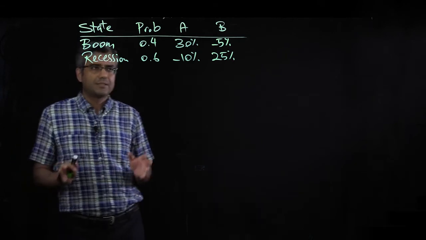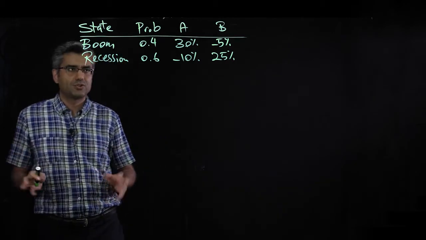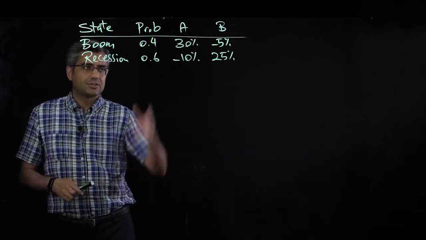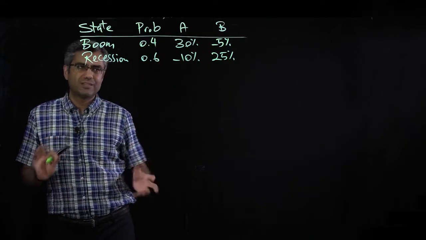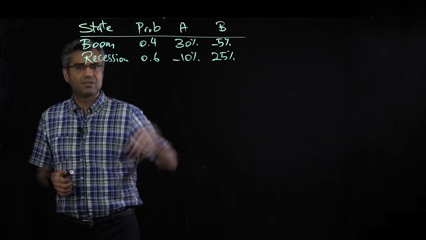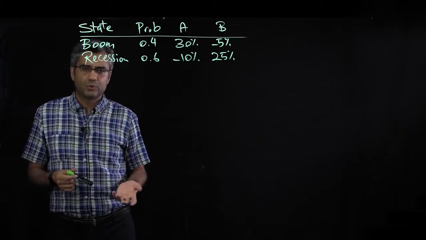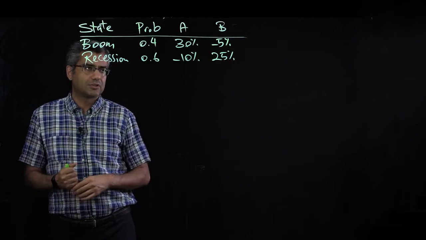Okay, suppose that you want to make a portfolio consist of two stocks, stock A and stock B. Suppose you want to invest 50% on stock A and 50% on stock B. It means half of your investment on stock A, half on stock B.